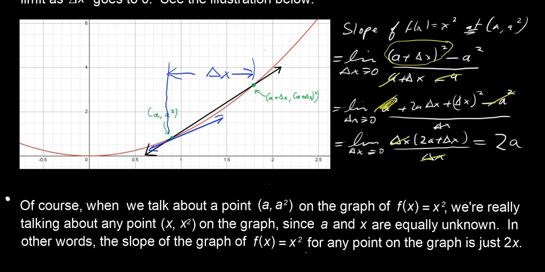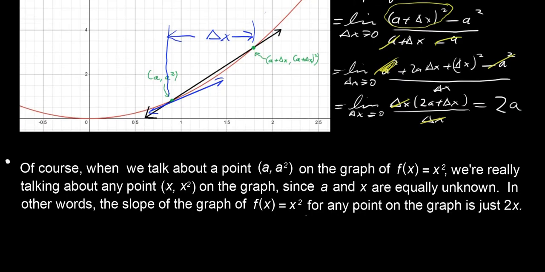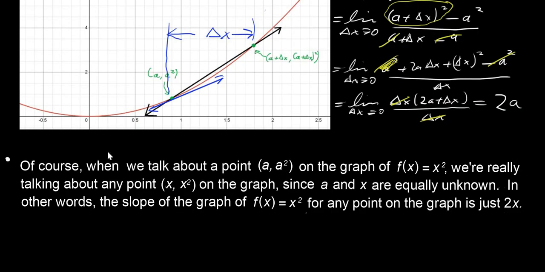Now, of course, when we talk about the point a, a squared on the graph of f of x equals x squared, a is not any special value. It's just the x-coordinate of a point on the graph. So since it's not special, we could just call it x. So what we really found is a way to get the slope of the graph of f of x equals x squared for any point x, x squared. All we would have to do is replace a with x. So the slope of the graph of x squared for any point on the graph is really just 2x.